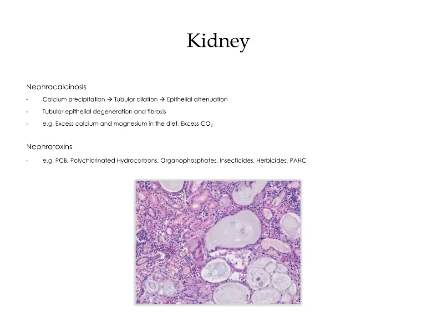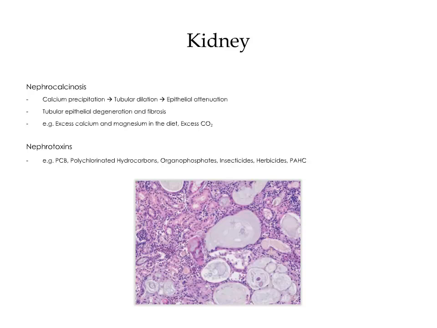Nephrocalcinosis is a condition characterized by calcium precipitation within renal tubules. This results in tubular dilation and epithelial attenuation. Tubular injury can result in tubular epithelial degeneration and peritubular fibrosis. Nephrocalcinosis is associated with excess calcium and magnesium in the diet and excess CO2 in the environment.